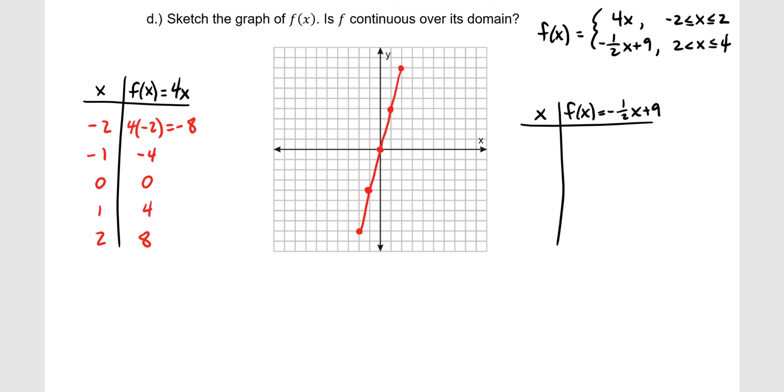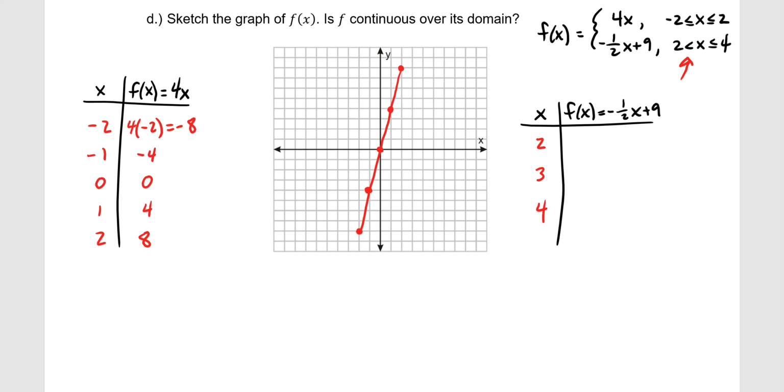Okay, so now we have to deal with from 2 to 4. So let's plug in values from 2 to 4. So this one is not including the one on the right. This is not including 2. What I'm going to do, though, is I'm going to put it in here just so we know where it would be, so we can put an open circle there. So I'll do 2, 3, and 4. Once again, this is a linear function, so we should be expecting a line for this side.